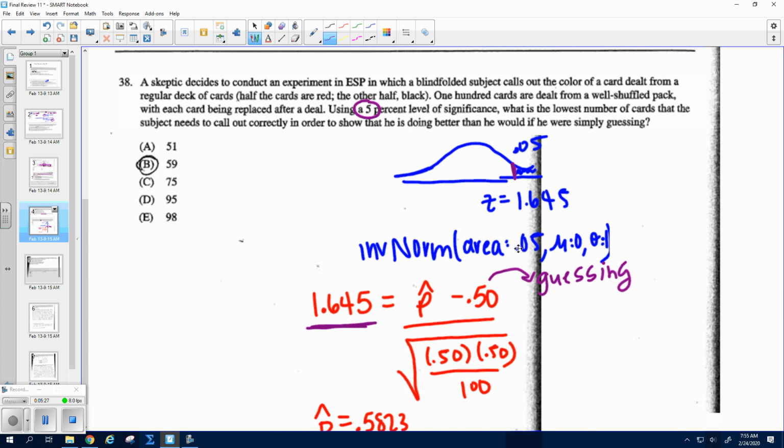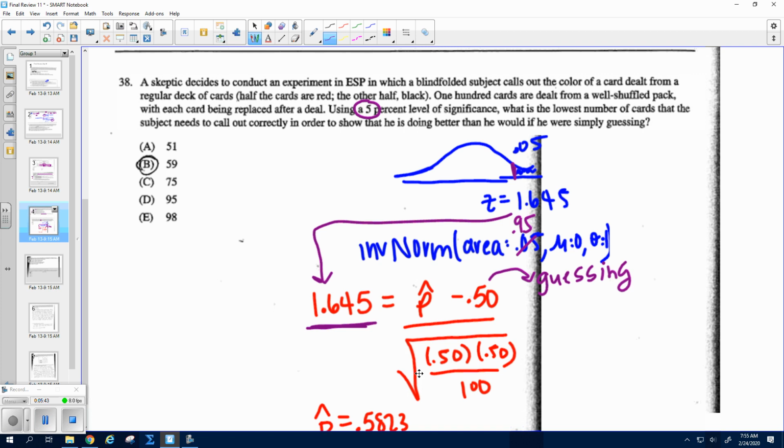So your inverse norm, if you do 0.05, you get a negative 1.645. I guess technically we should do 0.95 for the area. You always shade left. That gives you positive 1.645 for your test statistic or your z-score.